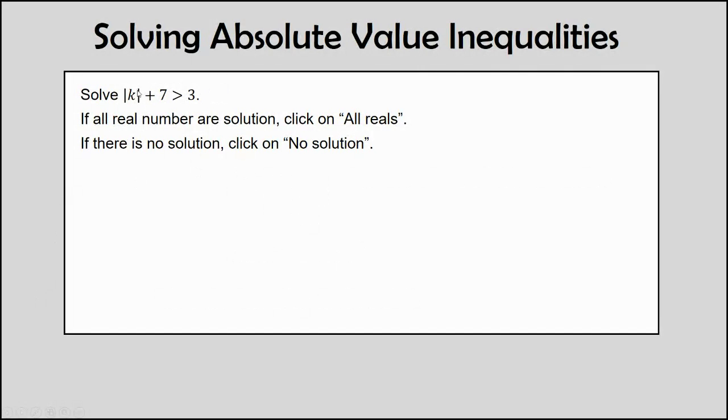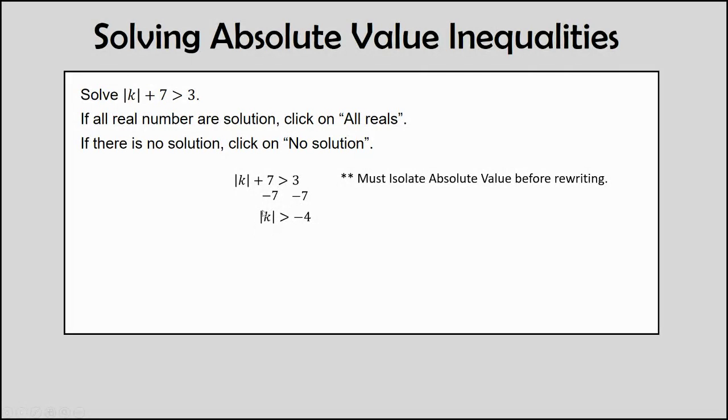And then this example here, absolute value of k plus 7 is greater than 3. Same set of instructions. Okay, first rule always isolate absolute value before you rewrite your two cases. So the first thing I have to do is subtract 7 from both sides. And I get an absolute value of k is greater than negative 4.